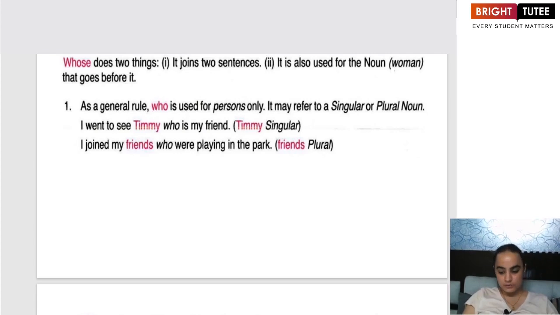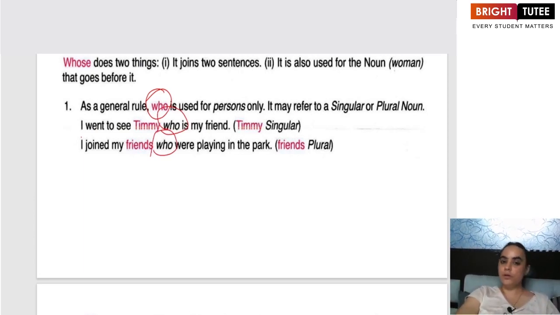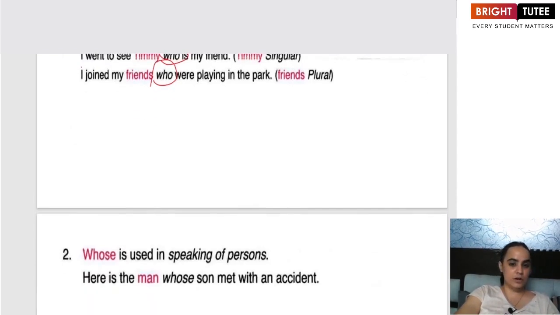Now, let us look at how we use these relative pronouns. We know who is used only for people. We will never use who for a thing. I can never say I got the purse who was lost yesterday. No. So who is used for people, both singular as well as plural. I went to see Timmy, who is my friend. It is a person. I joined my friends who were playing in the park. Again, people. Be it singular or plural, but who is always used to talk about people.